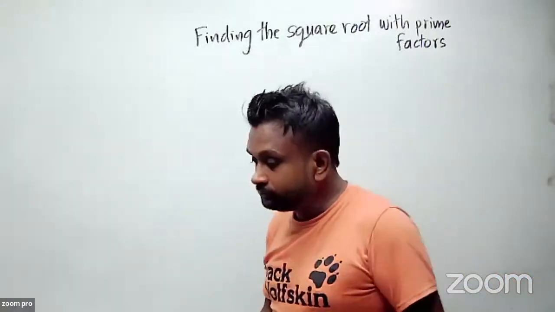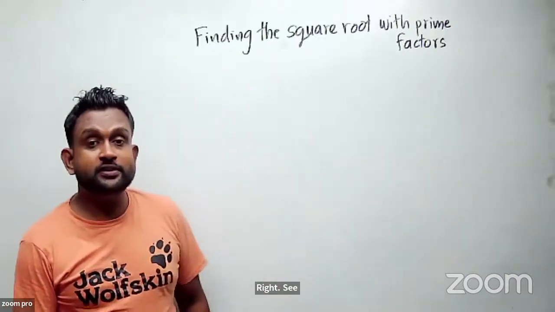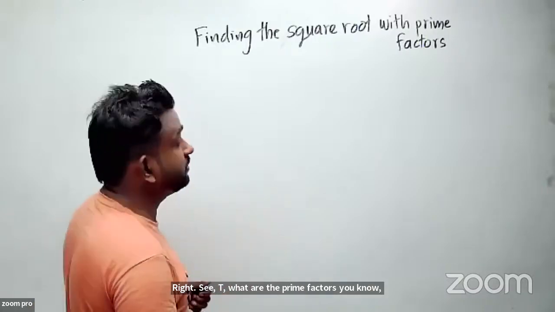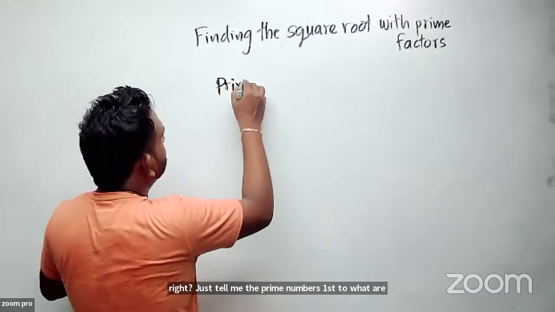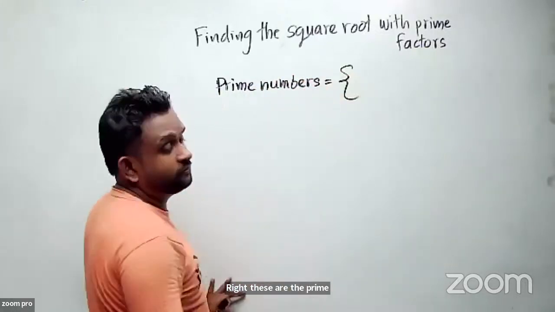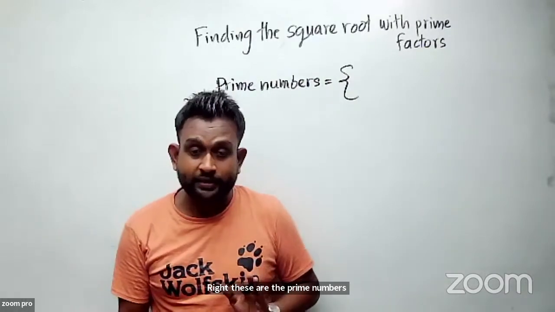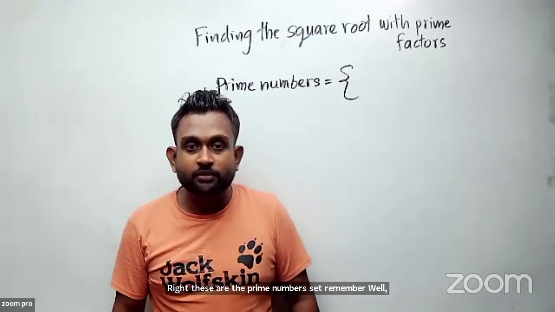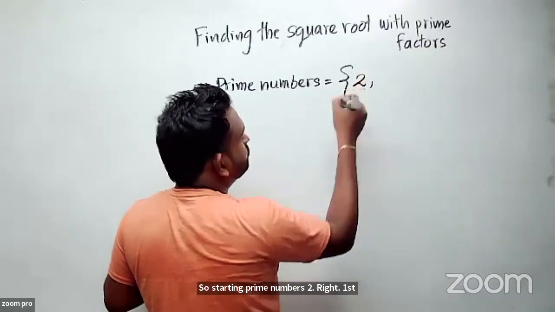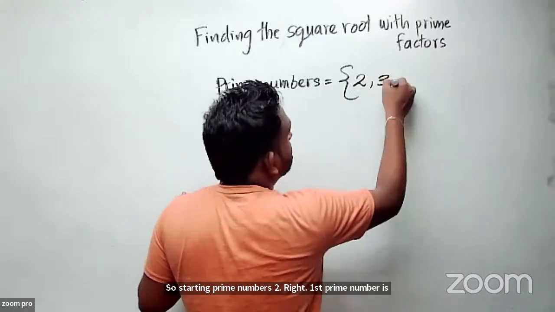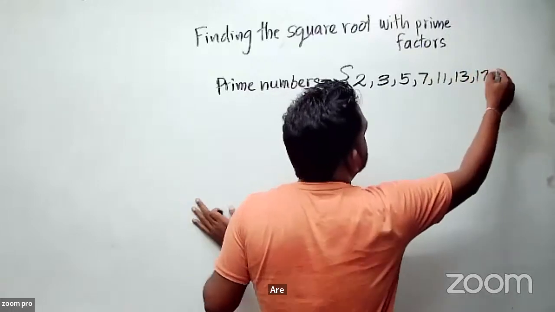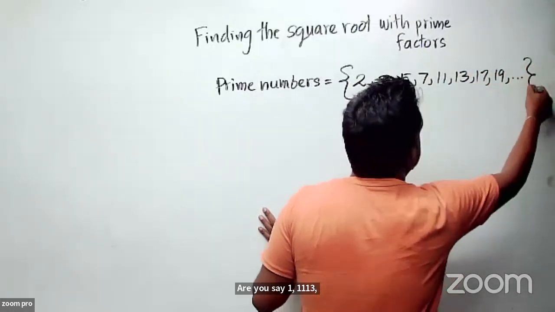Right. See, what are the prime factors you know? Just tell me the prime numbers first. These are the prime numbers set. Remember for the future, all the time we are using these prime numbers. So the starting prime number is 2. The first prime number is 2. Then we have 3, 5, 7, 11, 13, 17, 19, and so on.